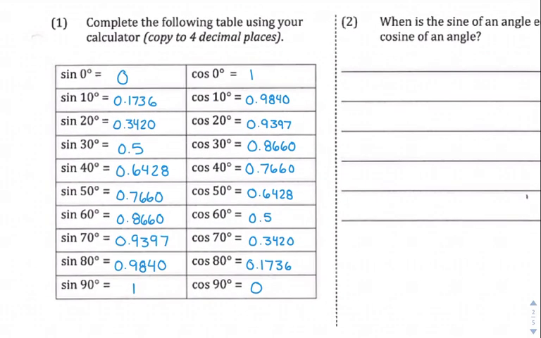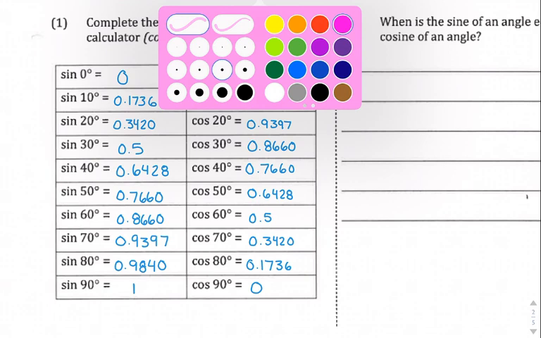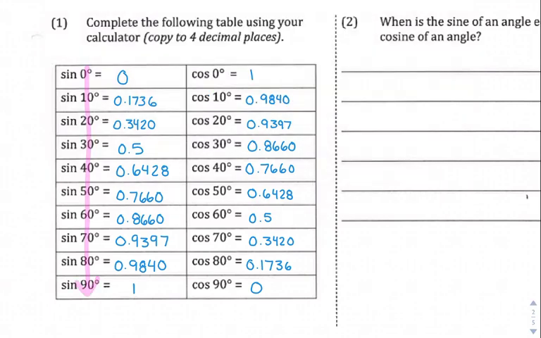Okay, by this point you should have your table filled in. If you don't, make sure you pause this and copy this down. Let's take a look at our table. Now if you notice, our degrees only go from 0 to 90 degrees on both sides, okay? Take a look at the table. What do you notice? Maybe you notice that the sine of 10 degrees, 0.1736, is equal to the cosine of 80 degrees.